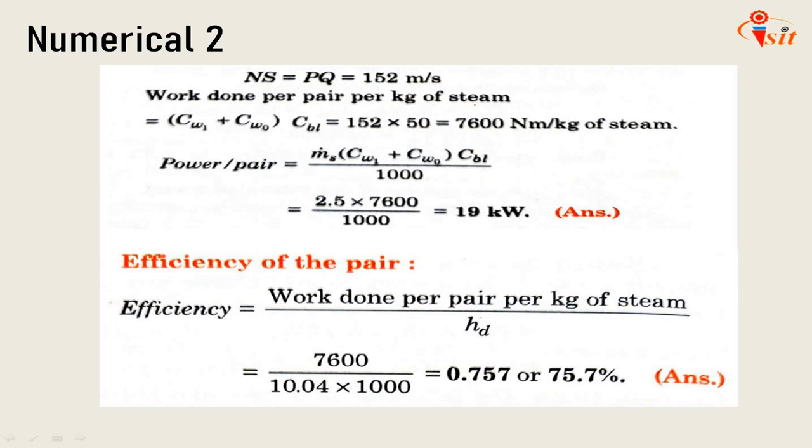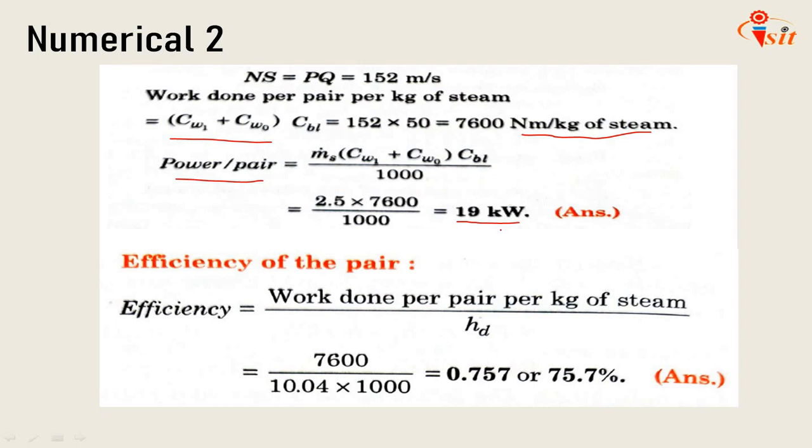Now the work done per kg of steam is (Cw1 plus Cw0) times Cbl. The 152 we have calculated from the velocity diagram and Cbl is already given as 50. So it is coming 7600 Newton meter per kg of steam. Now the power developed will be ms times (Cw1 plus Cw0) times Cbl upon 1000. Ultimately we get 19 kilowatt as the power developed per pair.